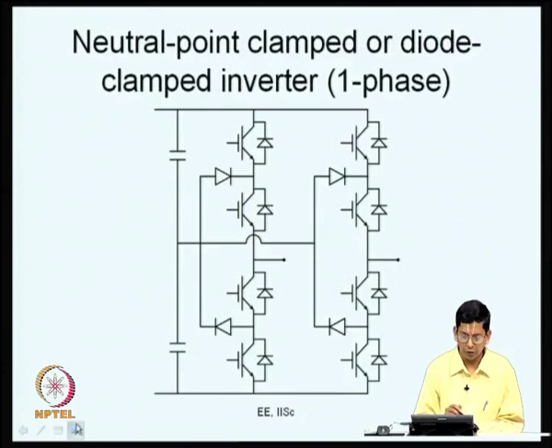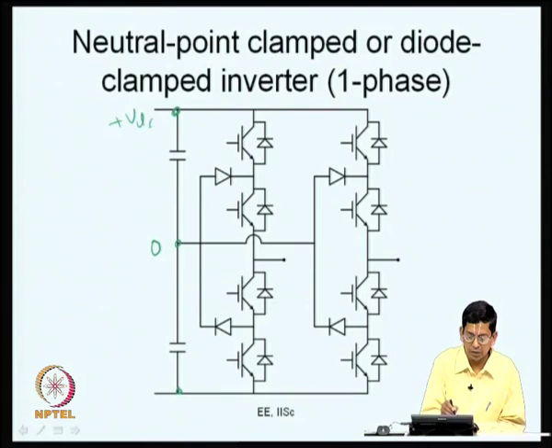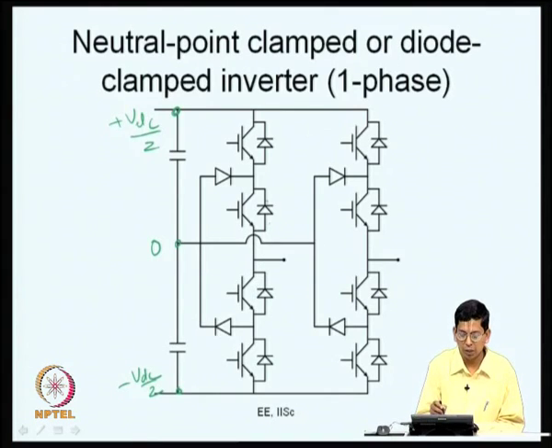This is a 3-phase voltage source inverter. That was a 2-level one; this is a 3-level inverter. As we saw, the pole voltages can take 3 different levels: this is plus VDC by 2, this is 0, this is minus VDC by 2. You have this point O, which is taken as the reference, with plus VDC by 2 here and minus VDC by 2 here. And this pole can be connected to any of the 3 throws, namely plus VDC by 2, 0 or minus VDC by 2. That is what we had been looking at.